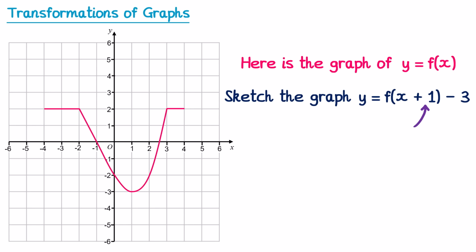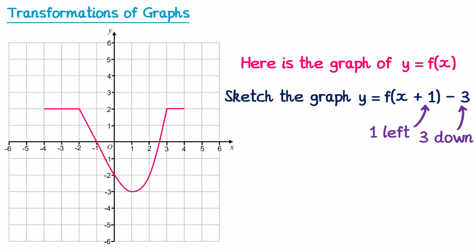It does the opposite of what we expect, so when we add 1, we actually move to the left 1 unit. So this tells us to move 1 left, and this negative 3 here is outside of the function, so it means we're going to move in the y direction, and it's going to go down 3 since it's negative. So all we need to do with this function is move it 1 left and down 3.